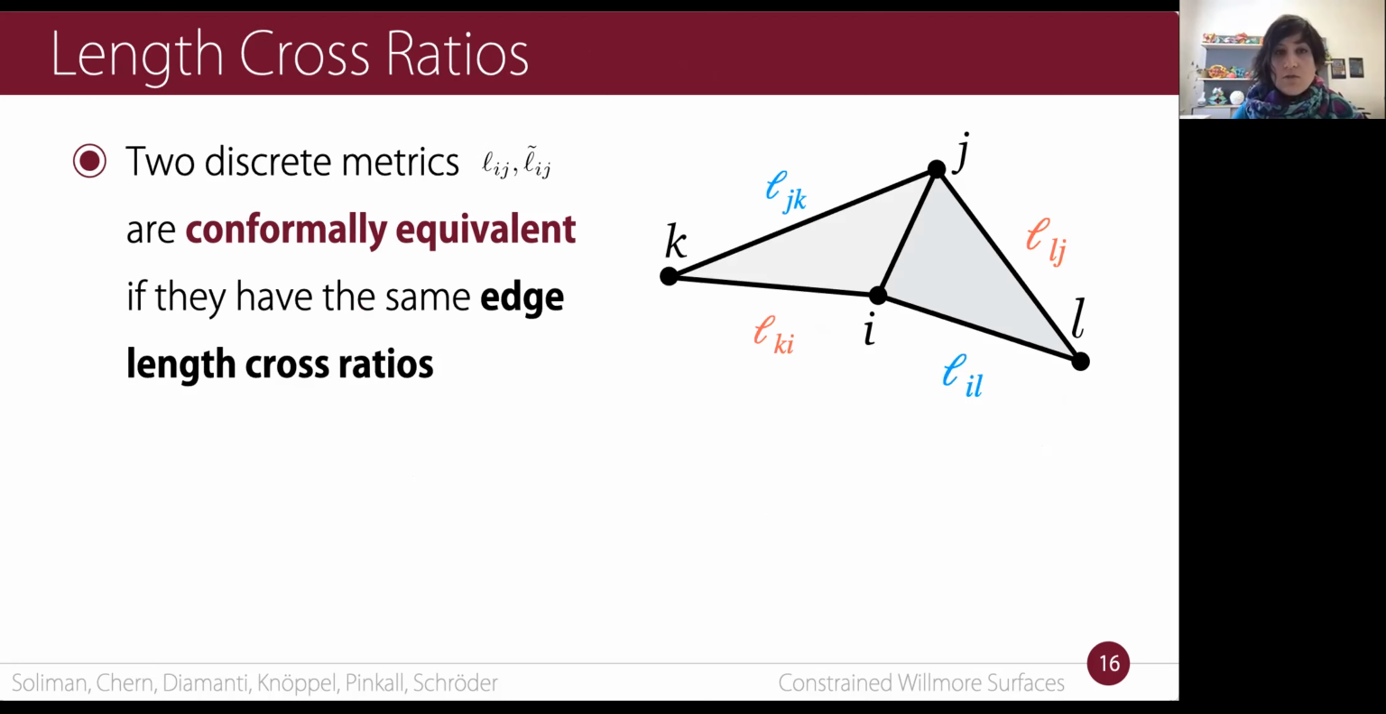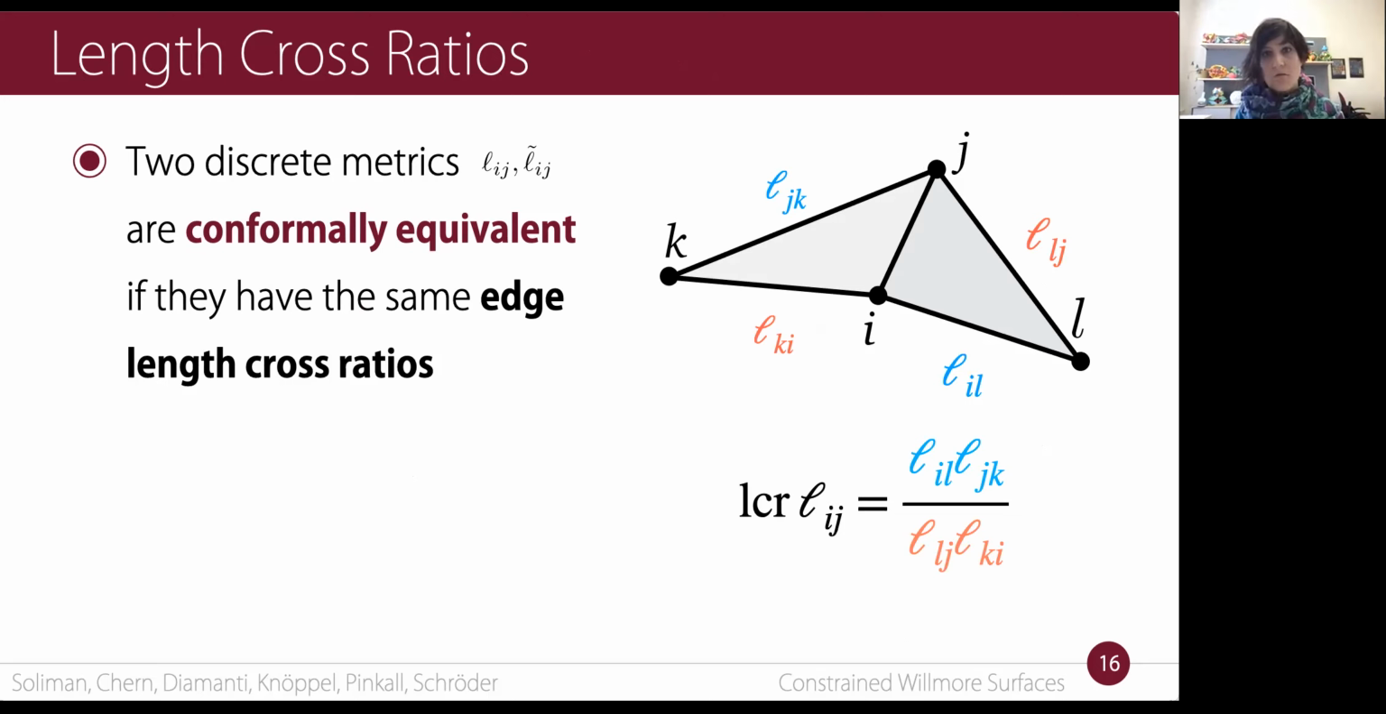Okay, so instead of trying to keep track of the scale factors at the vertices, an equivalent way to characterize whether two discrete metrics are conformally equivalent or not is by looking at the so-called length cross ratios. So for this sort of setup here with these two triangles, we have the length cross ratio, which is defined as a ratio of two products of length.